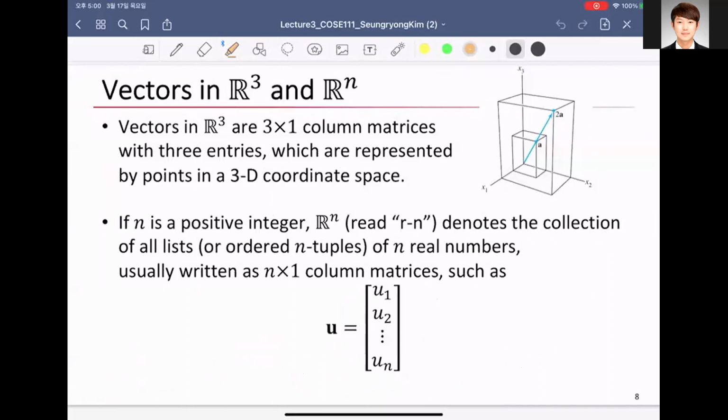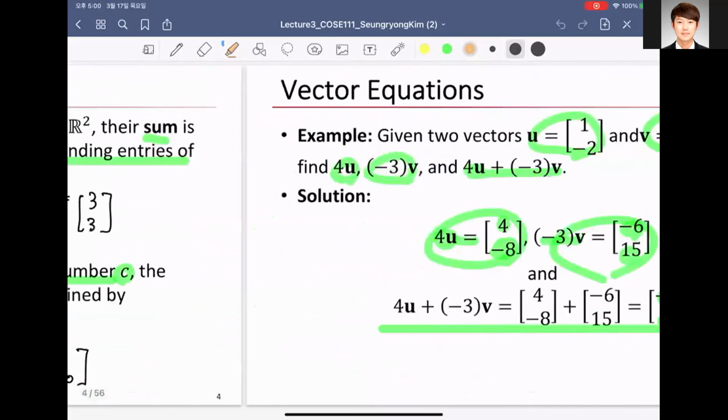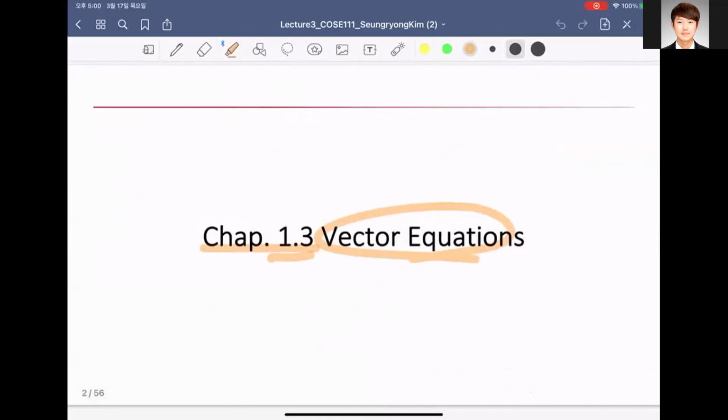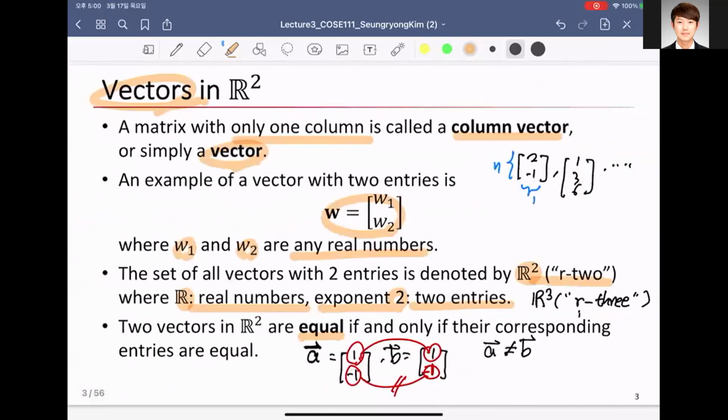Tuesday we started the vector. Let's recap. It was chapter 1.3, vector equation. We start with the definition of the vector. A vector is a column vector, I mean a one-column matrix is called a vector. So vector w consists of w1 and w2, where w1 and w2 are any real numbers. The set of all vectors with two entries is denoted R2.